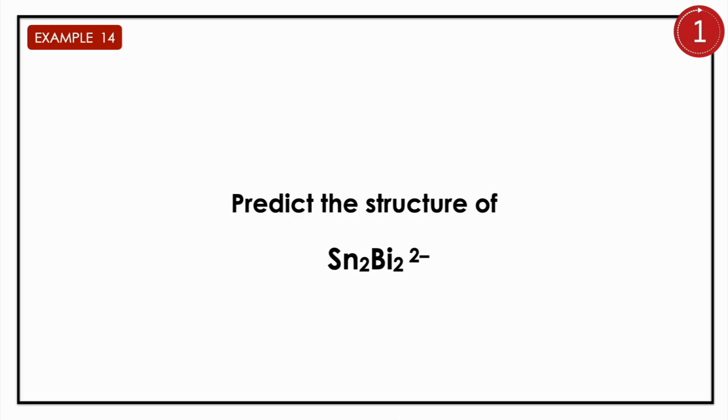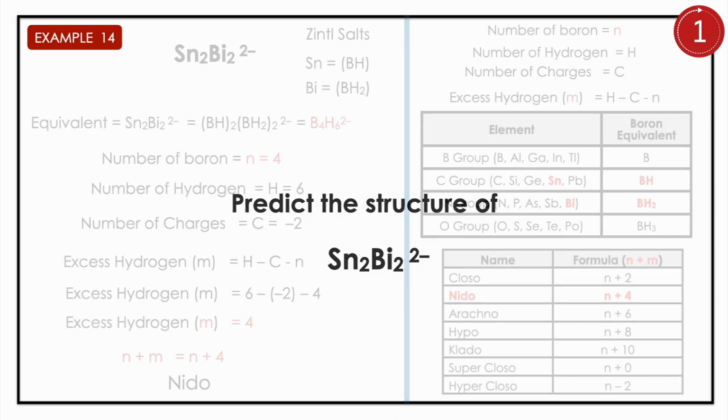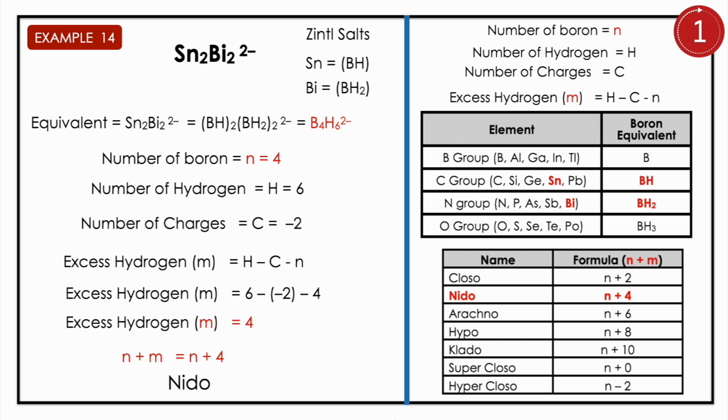Then the next example, Sn2Bi2 2 minus. You should find the structure using Wade's rule. Here Sn2Bi2 2 minus is a dimetal cluster, clearly a Zintl salt. We should find boron equivalents to solve the structure. Tin is in the carbon group, equivalent will be BH. Bismuth is in the nitrogen group, equivalent will be BH2.